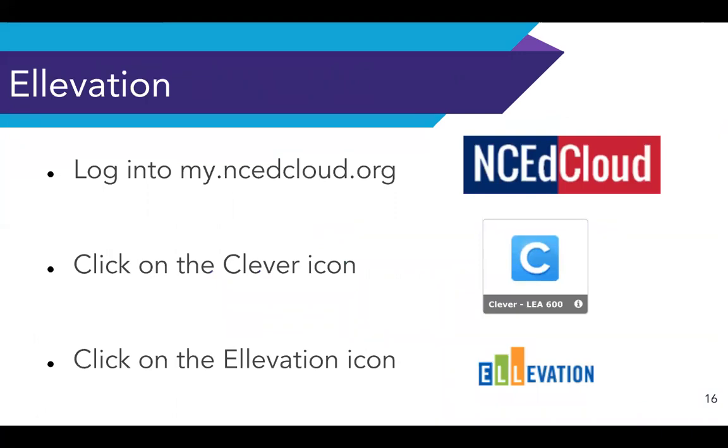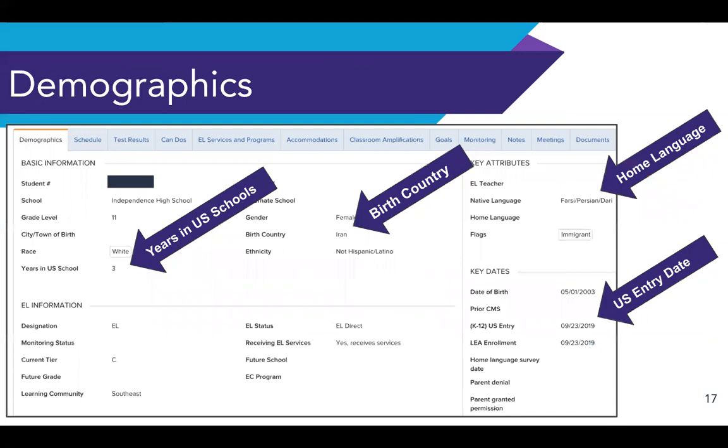Let's explore the platform that houses our EL data and EL plans, including amplifications and accommodations. To log on to Elevation, you will navigate to myncedcloud.org, click the Clever icon, and then click the Elevation icon. When you enter Elevation, you will see a list of all your English learner students. Click on a student from your homepage to learn more about where that student is from, the student's home language, and how long the student has been in U.S. schools.